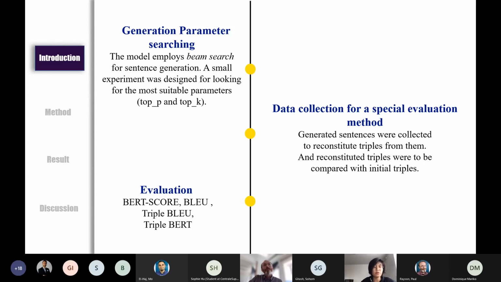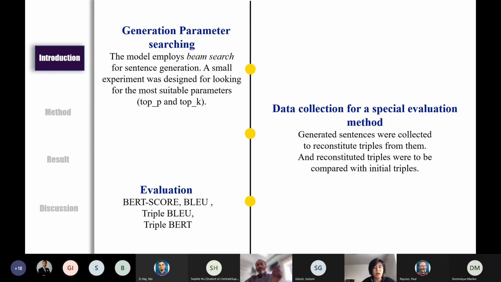Next, we searched for the most suitable beam search parameter for the generation, and before the final evaluation, we created reconstituted triples based on the generated sentence, so that we can compare reconstituted triples with initial triples. And for evaluation, we adopted BERT score, BLEU, triple BLEU, and triple BERT as the metrics.